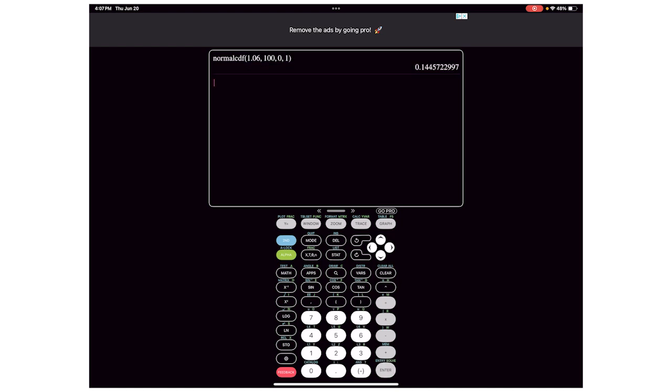So 0.1446. What that means is there's about a 14.5% chance that there will not be enough left-handed seats.